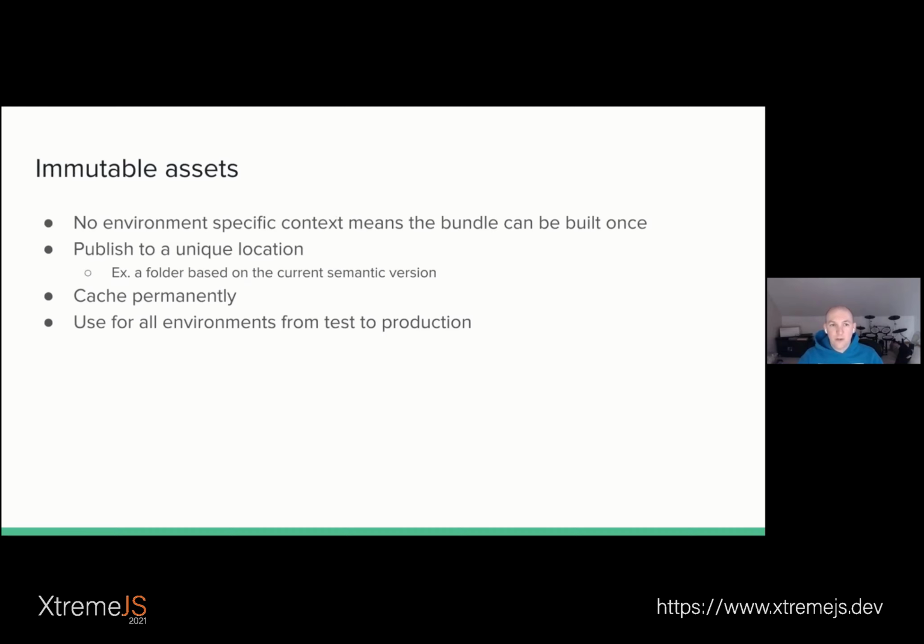So let's talk about immutable assets a little bit more deeply. There is no environment-specific context in the bundle. That allows it to be built a single time. Then we publish it to a unique location. Typically, it's a folder based on the current semantic version. The value of doing that is that we can now cache that file, from a user caching and a CDN caching perspective, as permanently as possible. With browsers, that's about a year. So we set our cache headers to be a year for all of our immutable assets.